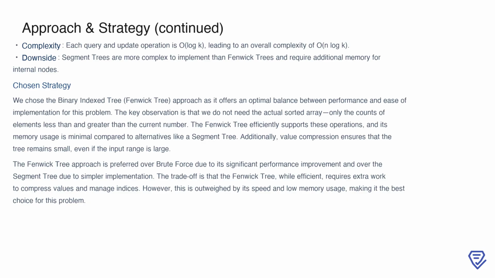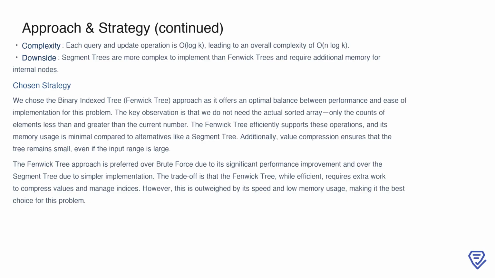Compared to the brute force approach, the Fenwick tree offers a massive improvement in performance. While a segment tree provides similar efficiency, its higher memory usage and implementation complexity make it less desirable. The Fenwick tree strikes an optimal balance between speed, memory, and ease of implementation, making it the best choice for solving this problem effectively.